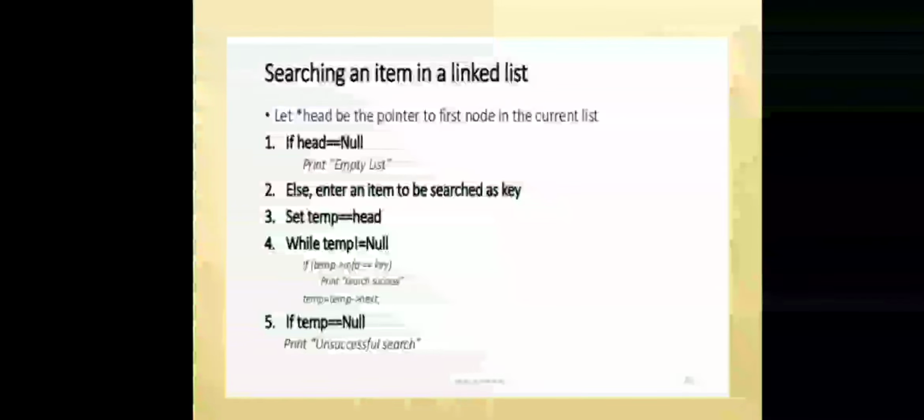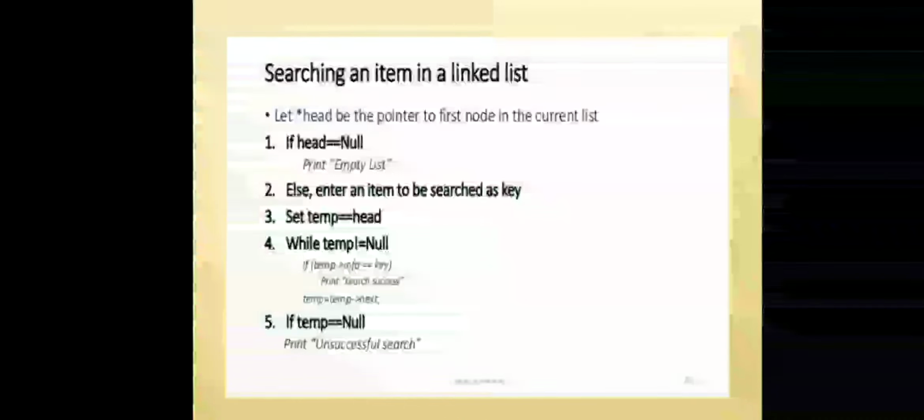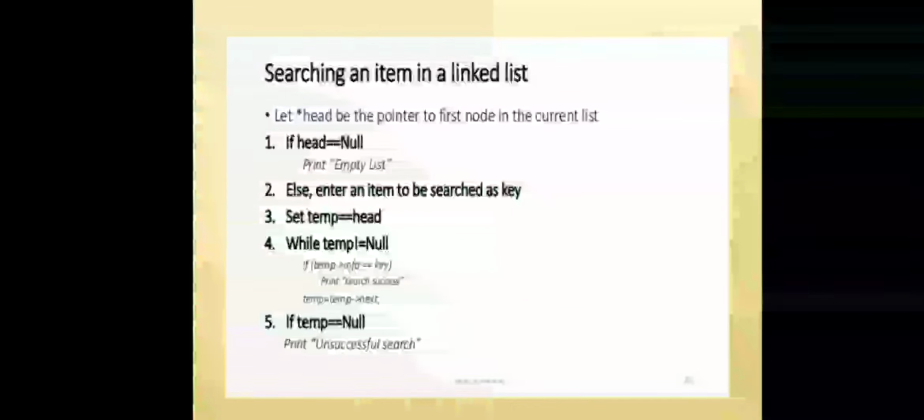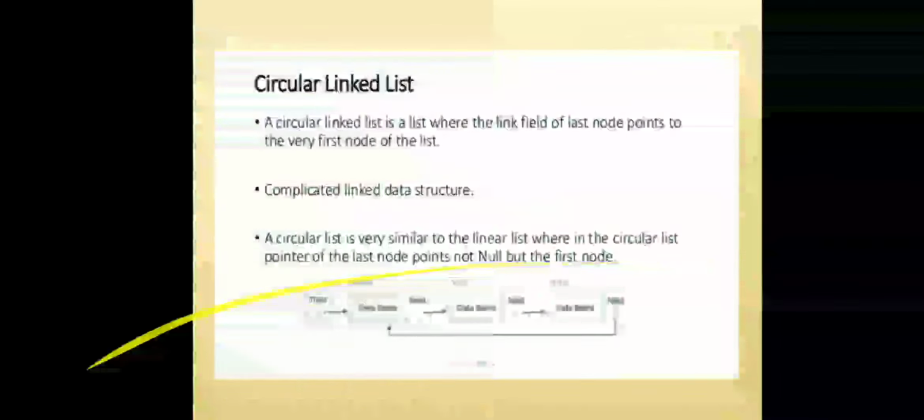So whatever the item is in the linked list, if the item is found in the linked list, then it prints successful. Suppose the item is not found in the linked list, then it prints unsuccessful search.